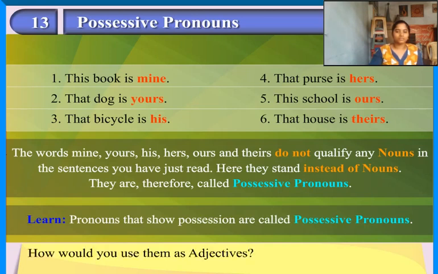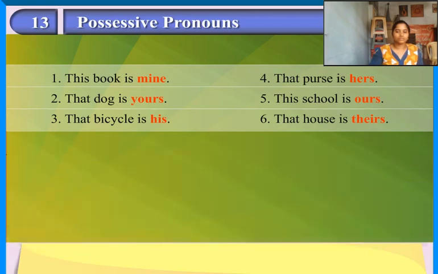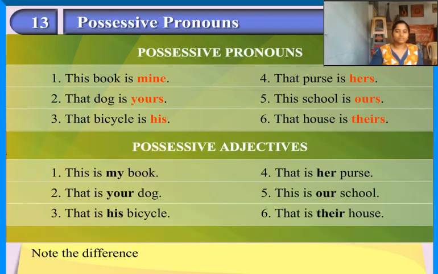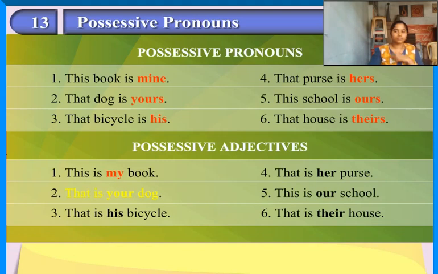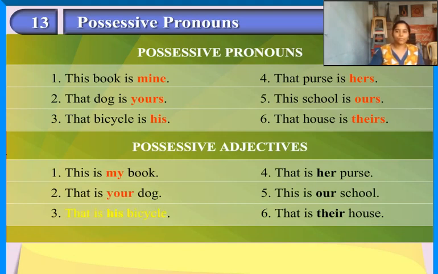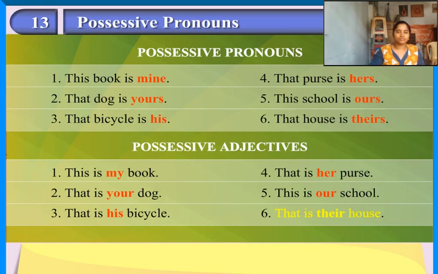How would you use them as adjectives? Note the difference. This is my book. That is your dog. That is his bicycle. That is her purse. This is our school. That is their house.